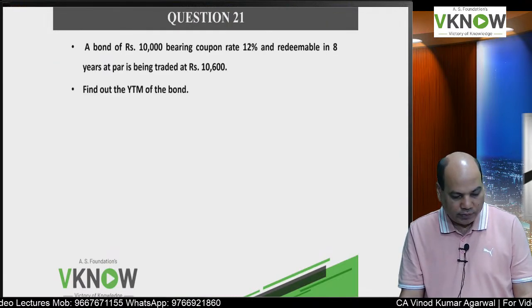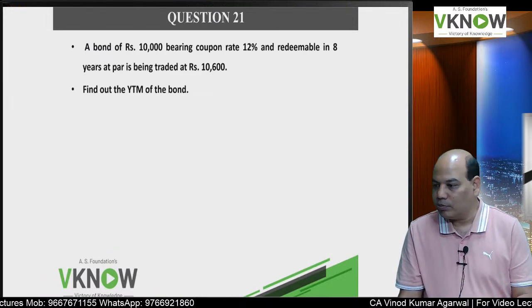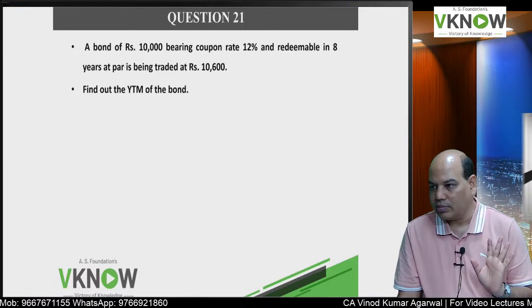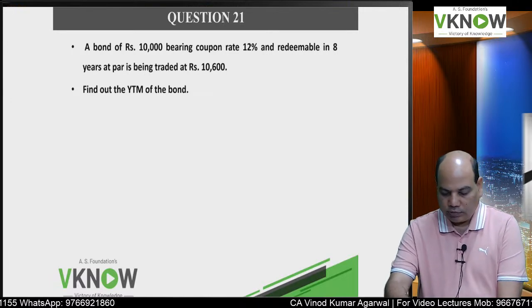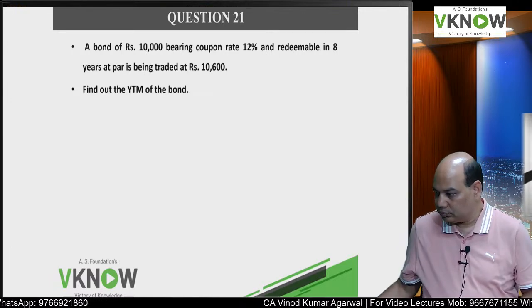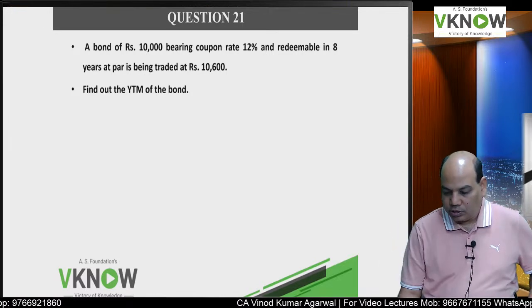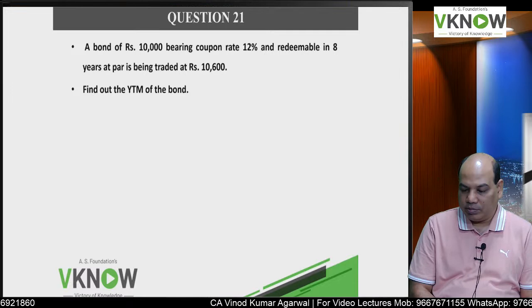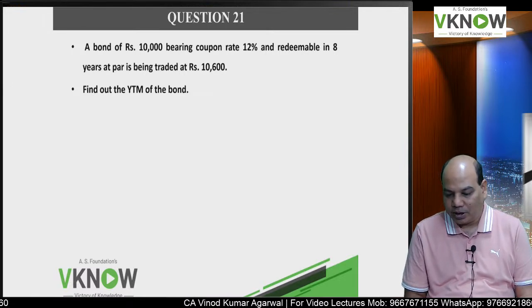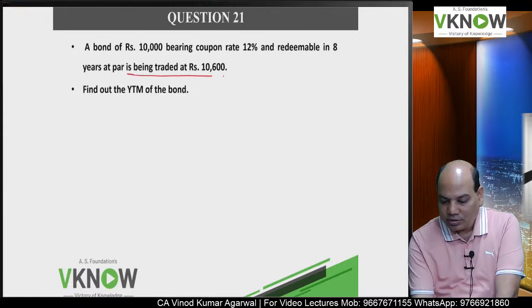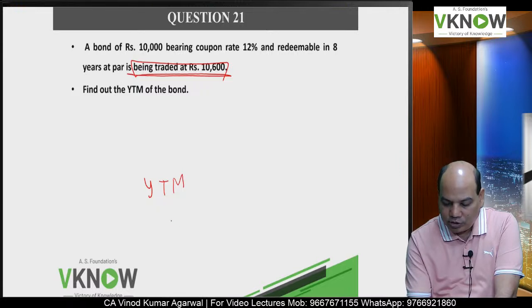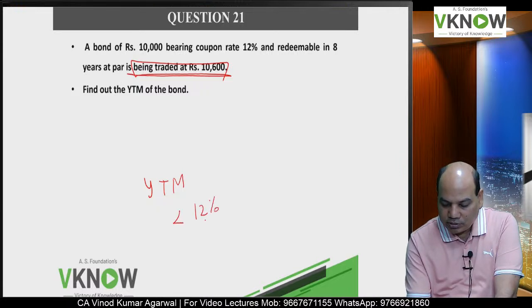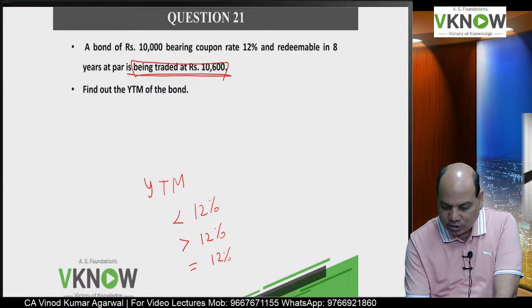Now we'll come to question 21. In the exam, you can either solve by formula method or IRR method. Question number 21. A bond of rupees 10,000 bearing coupon rate 12% and redeemable in 8 years at par is traded at 10,600. So my question is whether YTM will be less than 12% or more than 12% or equal to 12%.